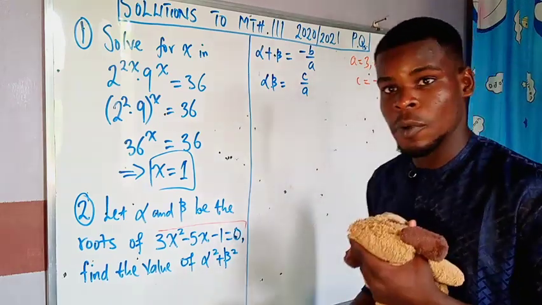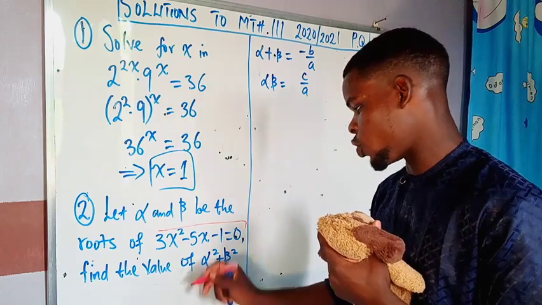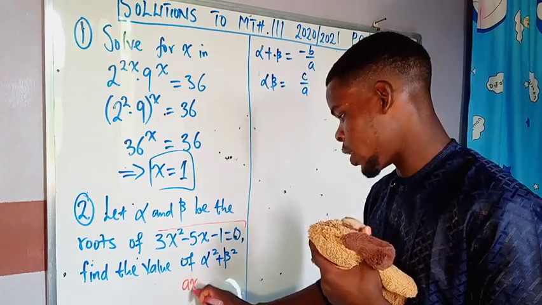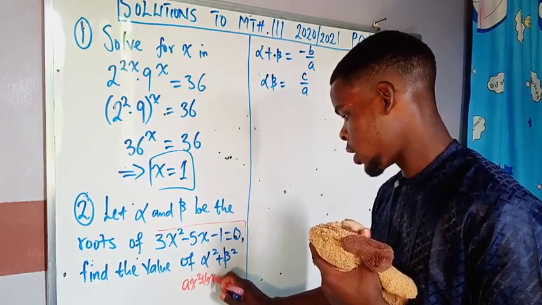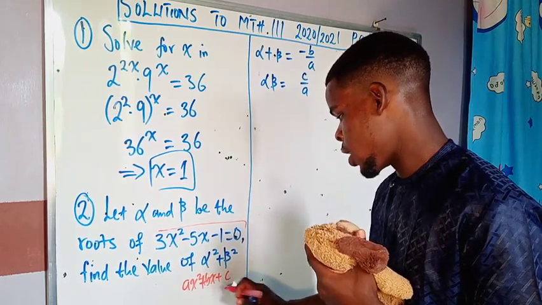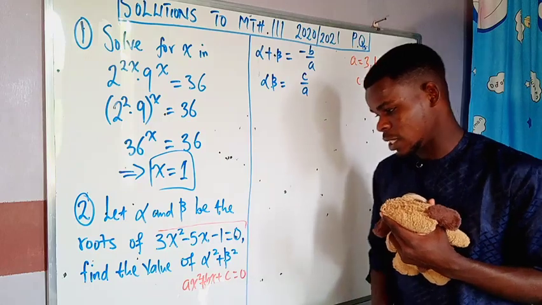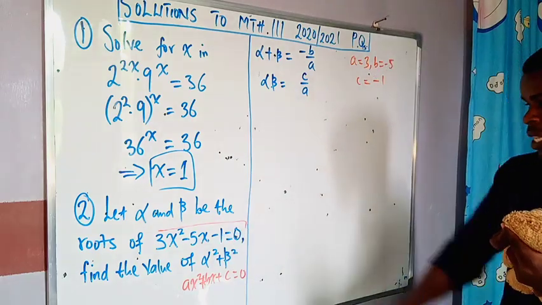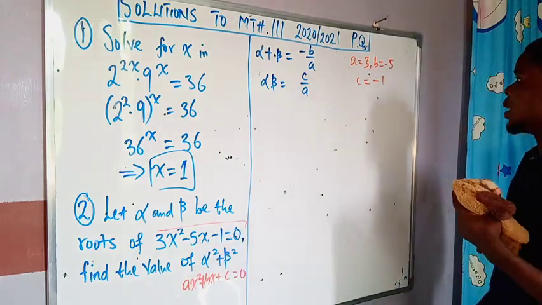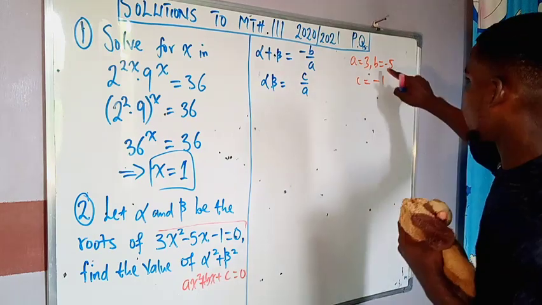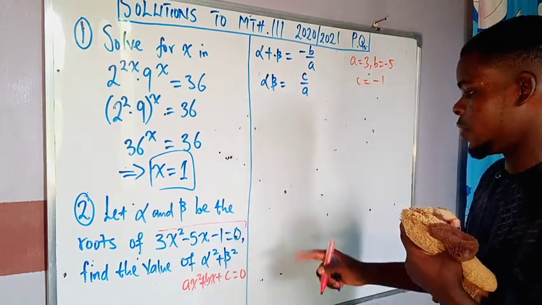In fact, in general, it should be of the form ax squared plus bx plus c equals 0. So when we notice that this is, instead of positive something, it's now negative of that, that means that the coefficient of x, which is supposed to be b, is in fact negative 5 in this case.